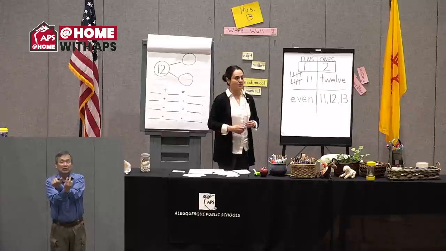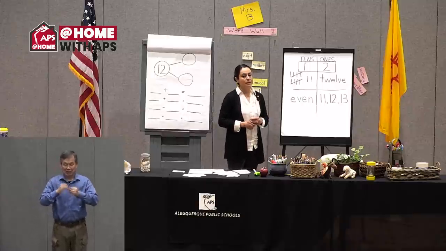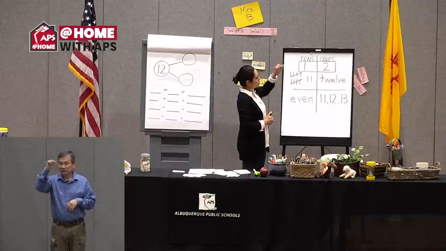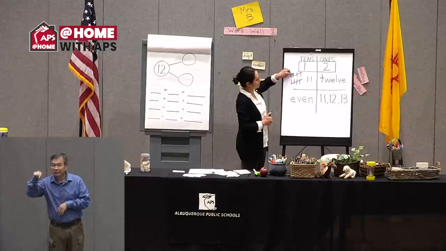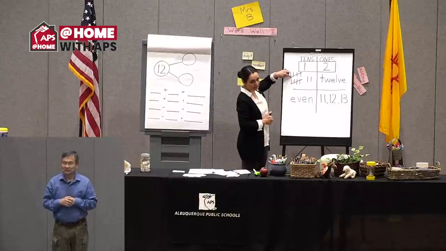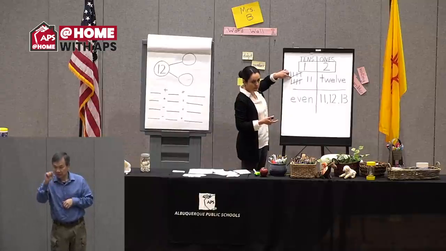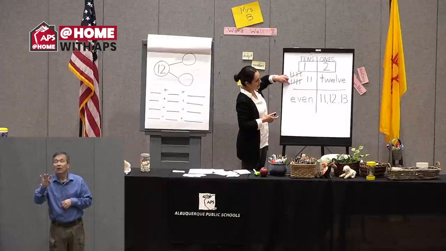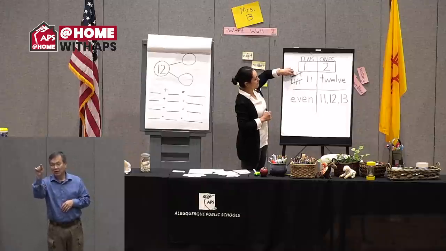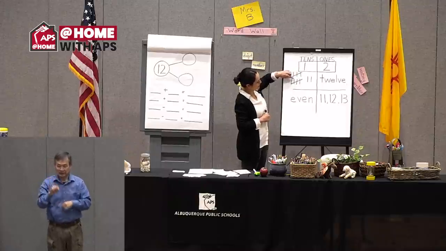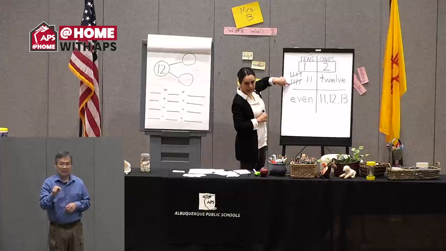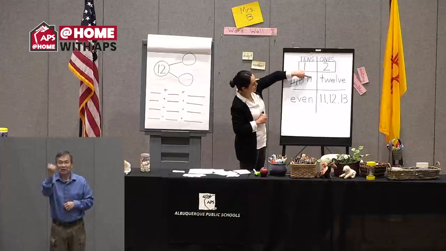Okay, let's review what we have so far. So our number of the day is number 12. And here's how we can write it in tally marks. Remember, tally marks are straight lines up to 4. 1, 2, 3, 4. And then we write a diagonal line for the number 5. And every time we have a group of 5, we're going to use a diagonal line. So let me start over. 1, 2, 3, 4, 5, 6, 7, 8, 9, 10, 11, 12.